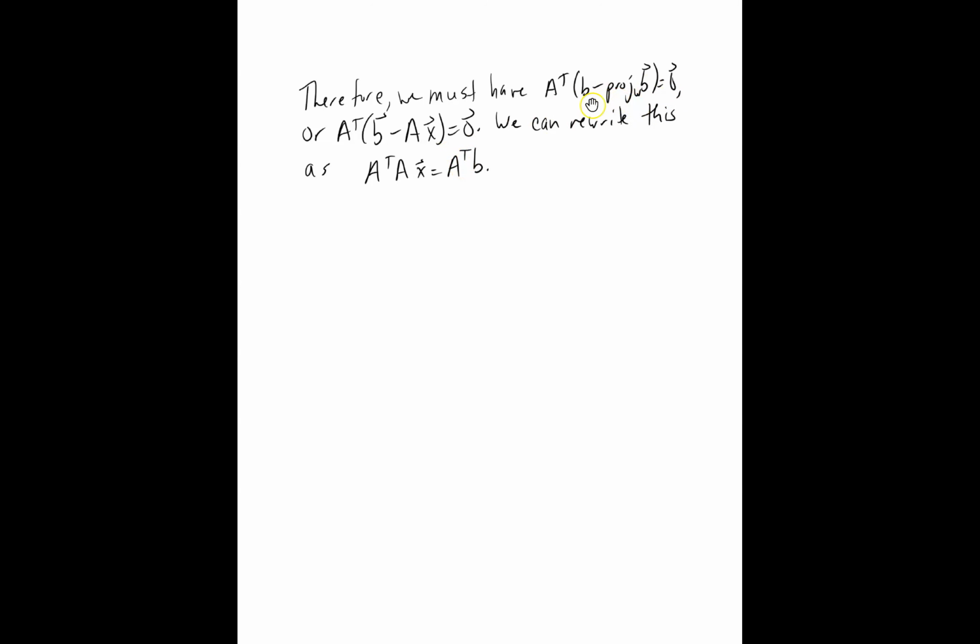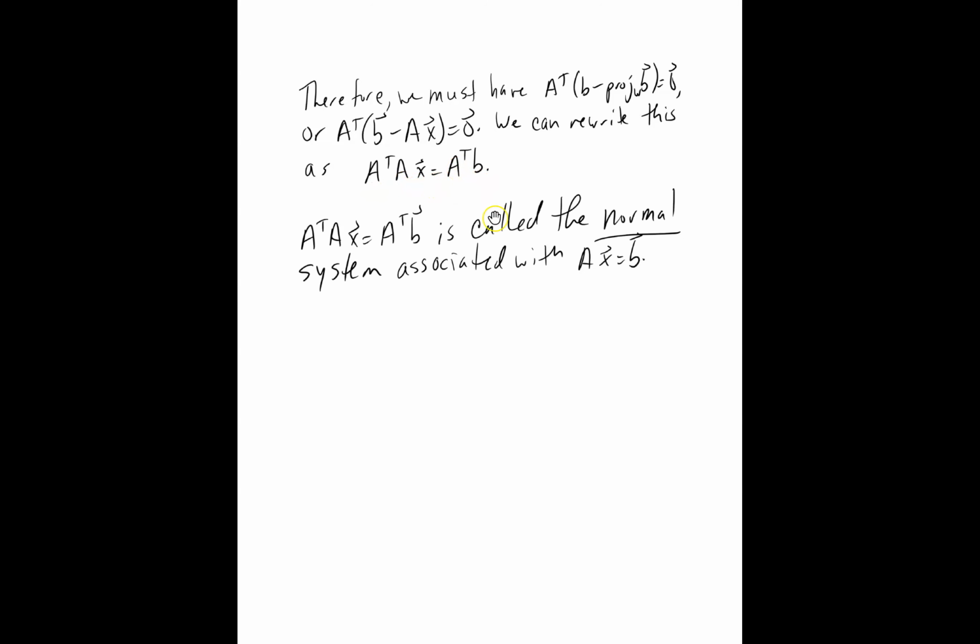And then remember, for the projection of B onto W, we mean AX. That was what we were representing the projection of B onto W as. And then if I distribute the A transpose through and rearrange, I get this system. So I have A transpose A times X equals A transpose B. This has a special name. This is called the normal system associated with AX equals B, and it has some nice properties.